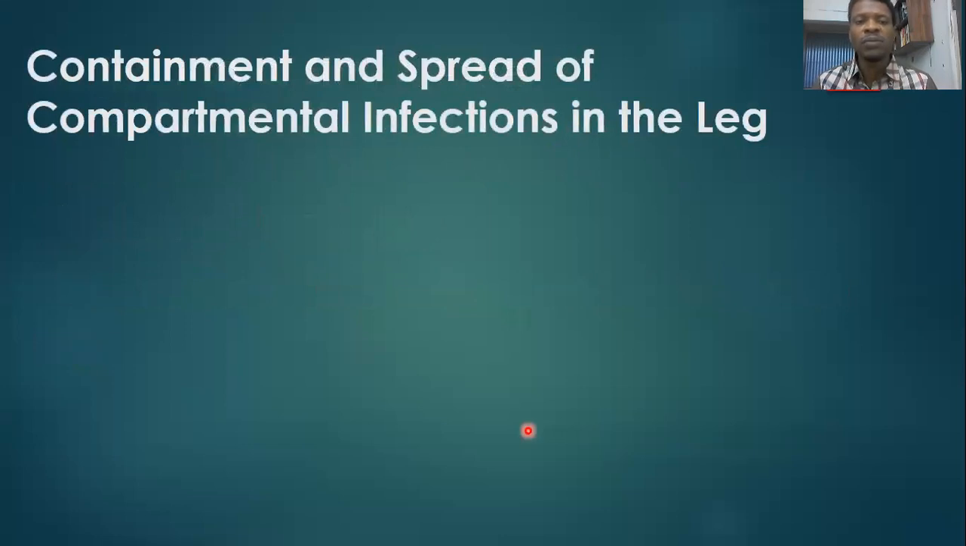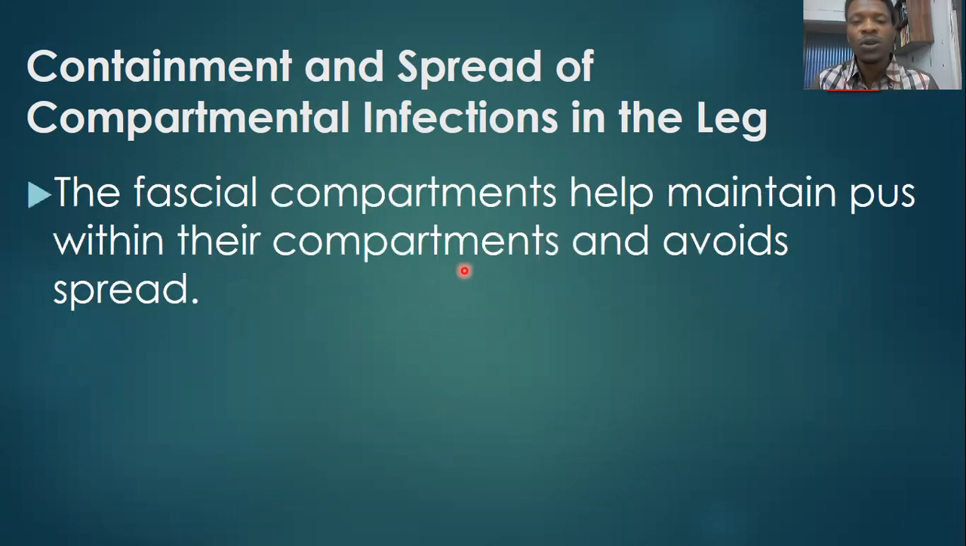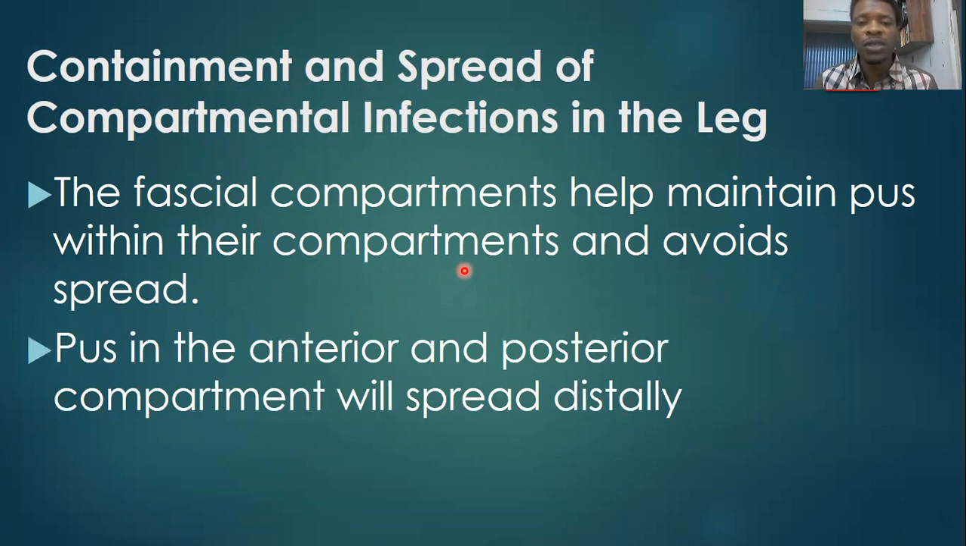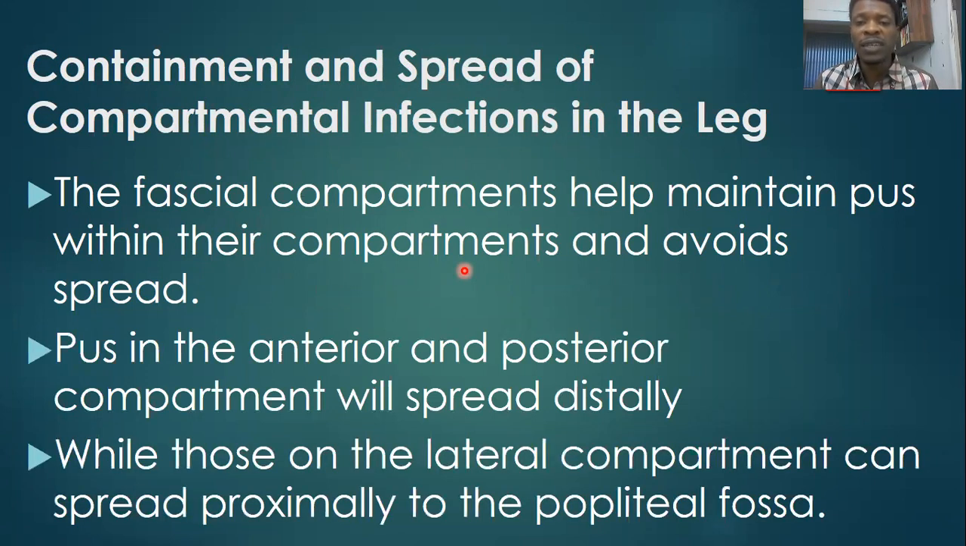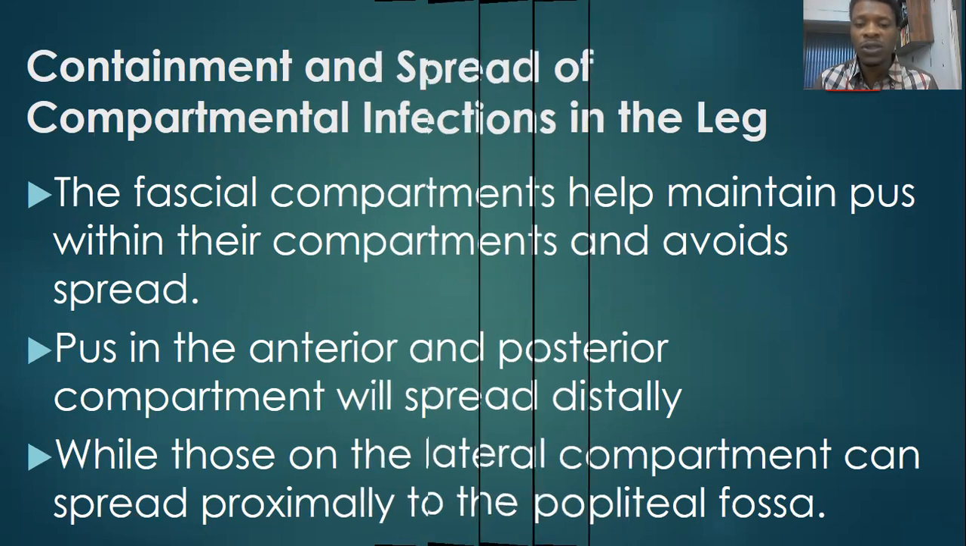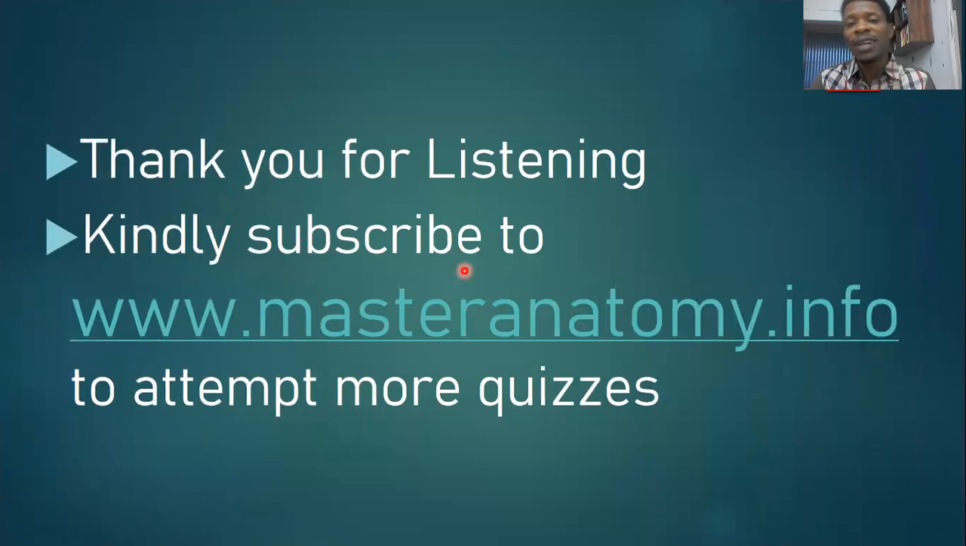All right, so the spread of infection could be contained by these compartments of the leg. The different compartments could keep the spread of pus within that compartment, and they don't allow it to move from one compartment to the other. That's one very important clinical correlate of these compartments. So pus would rather spread downwards in the posterior or anterior compartment of the leg, but in the lateral compartment, it could spread upwards. Okay, so we've come to the end of the lecture.